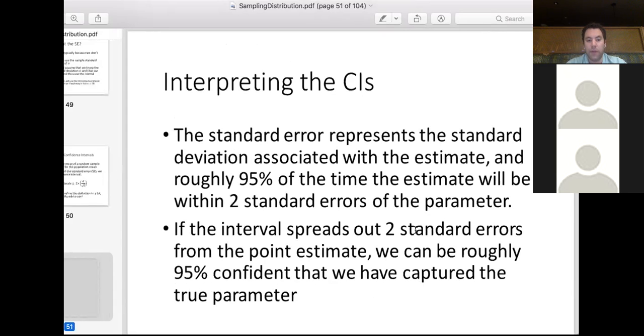We interpret confidence intervals by saying that roughly 95% of the time, the estimate will be within 2 standard errors of the parameter. If the interval spreads out 2 standard deviations from the point estimate, we're 95% confident that we've captured the true population parameter.